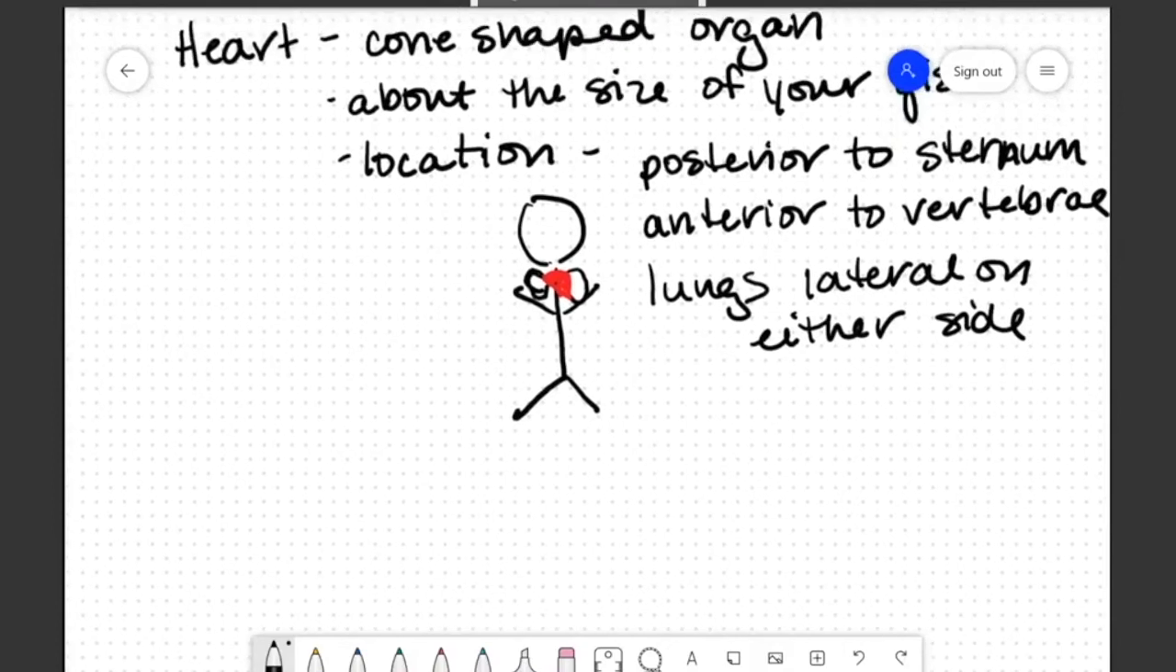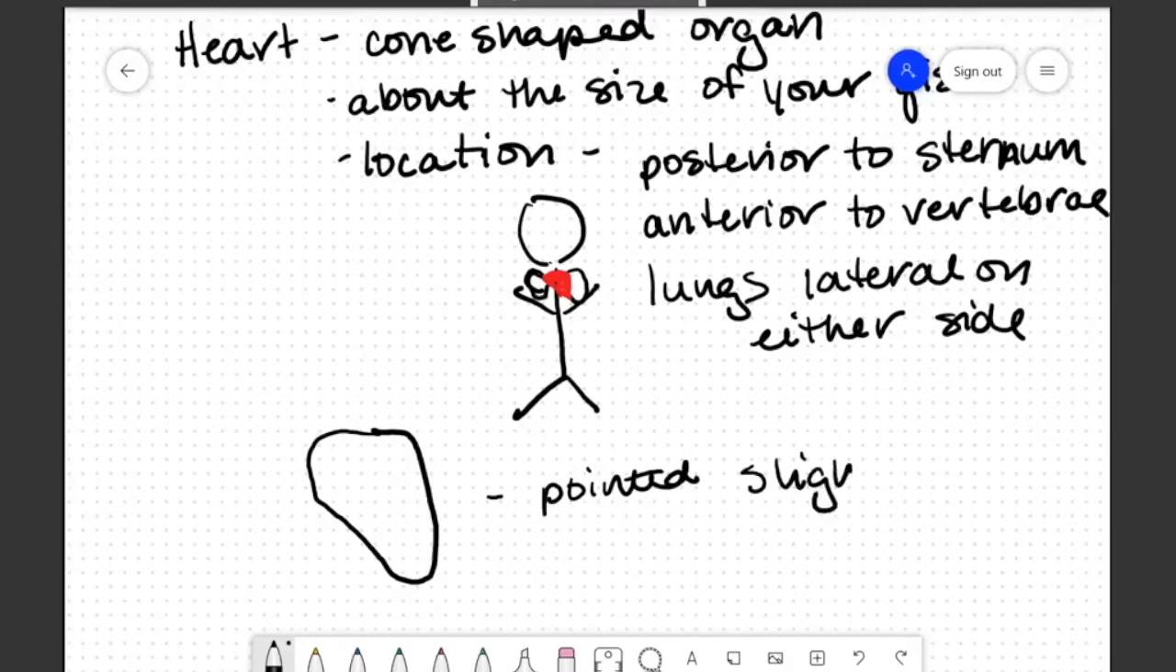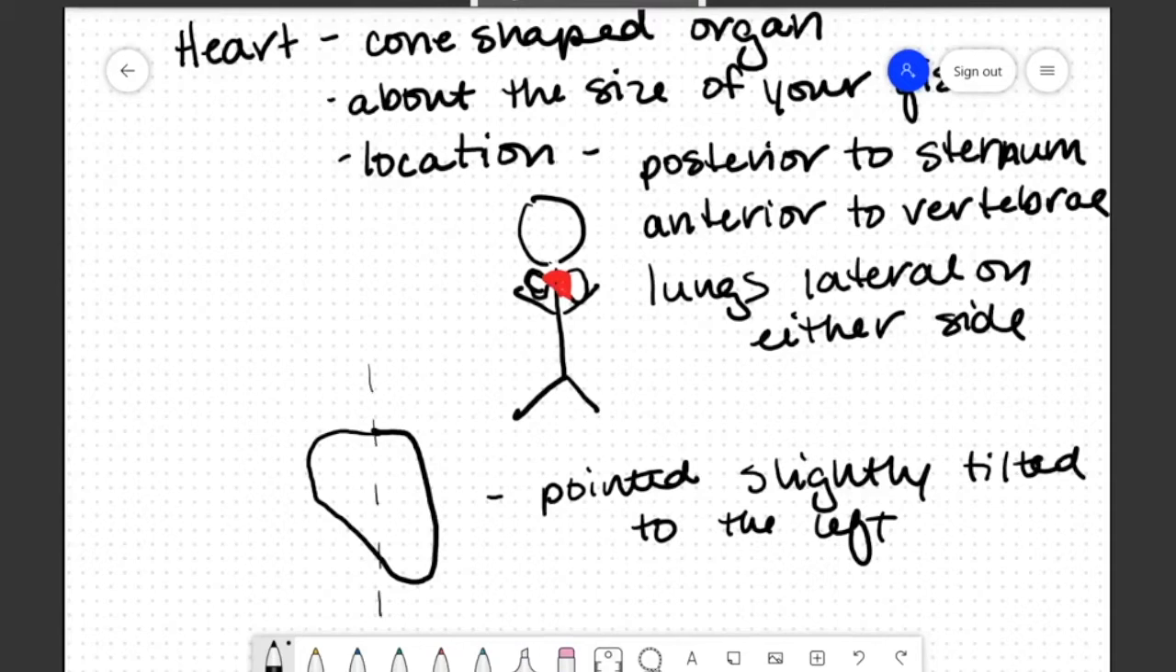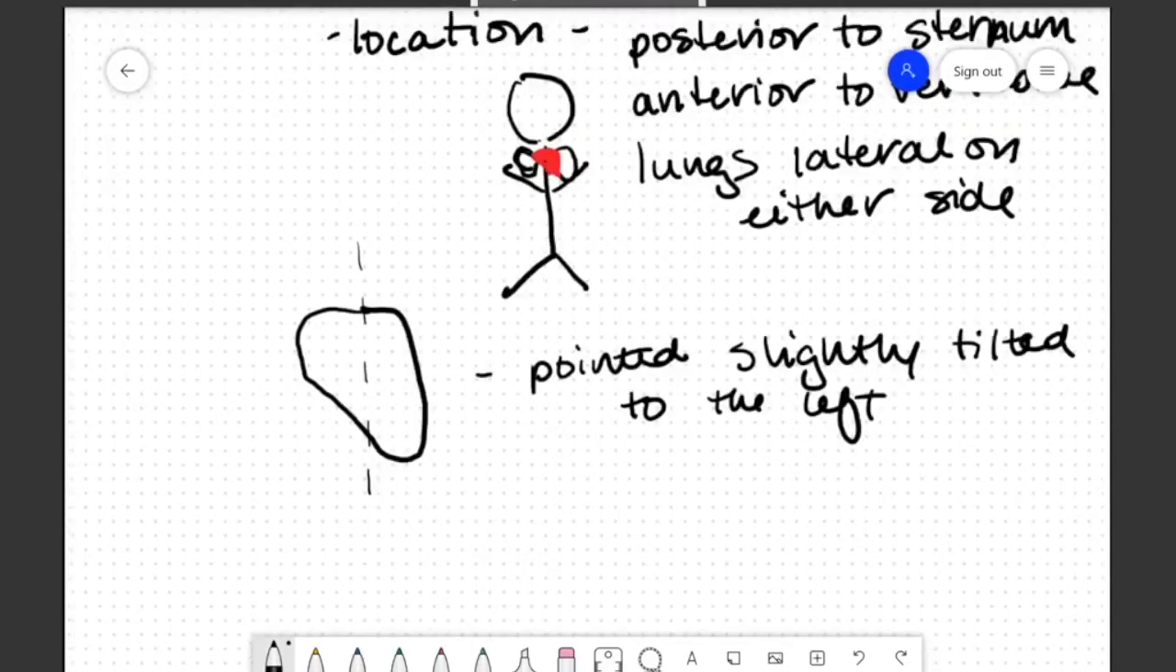Some other things about the gross anatomy of your heart. It is a cone-shaped organ. So we're going to blow it up and it's going to look like this. Woo, there's a cone. Some cool things about this. It is going to be pointed and slightly tilted to the left. So up here you can see how I drew it slightly off center. And if this is your midline, it is slightly off centered. So it's cone shaped, it is slightly pointed, and it's pointed slightly to the left. Because remember, this is anatomical position, so this would be right, and then this would be left. With that, this is going to be considered the bottom.